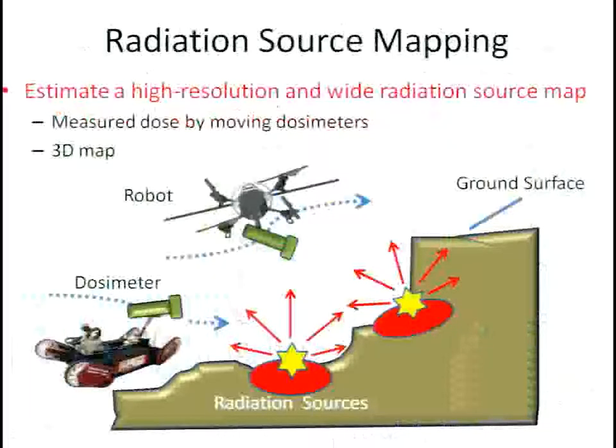In this research, we propose a method to estimate a high resolution and wide area map of radiation sources from radiation dose measured by moving dosimeters mounted on mobile robots or people, and a 3D map of the environment.